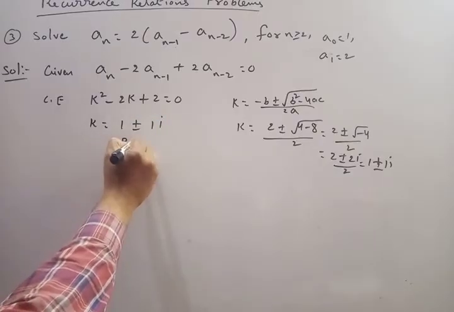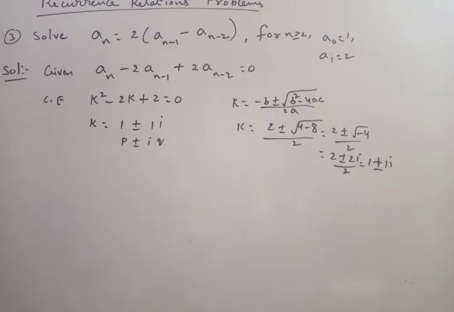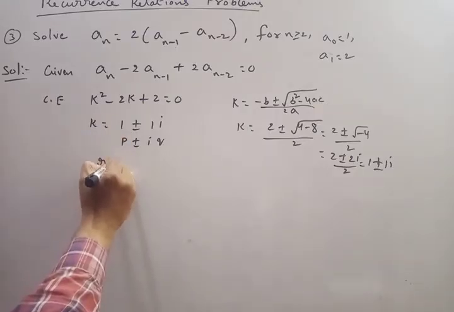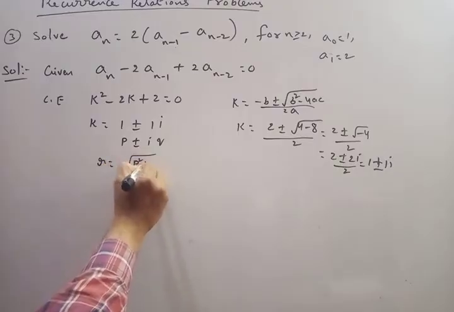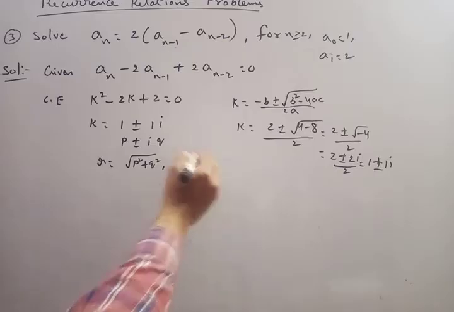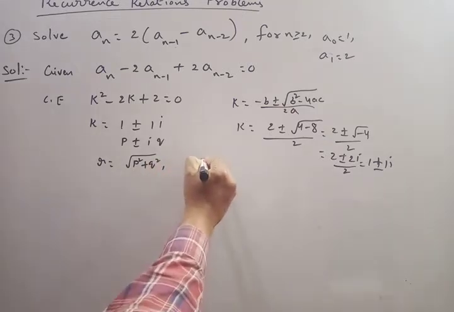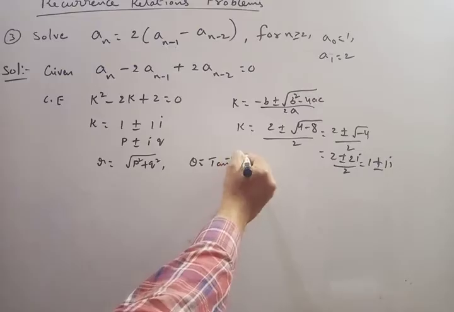This is in the form of p plus or minus iq. Alpha plus or minus i beta we used to take earlier. Correct? So therefore, here r is equal to square root of p square plus q square, and theta is equal to, what is the theta value? Theta is equal to tan inverse of q by p. Theta is equal to how much, ma? Tan inverse of q by p.